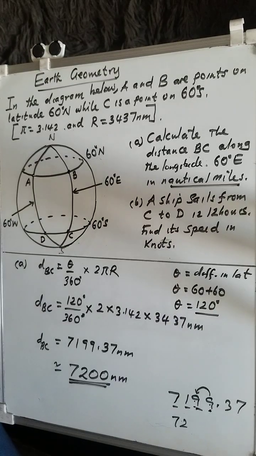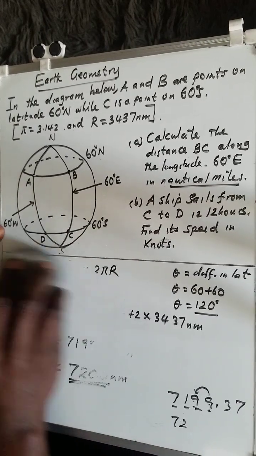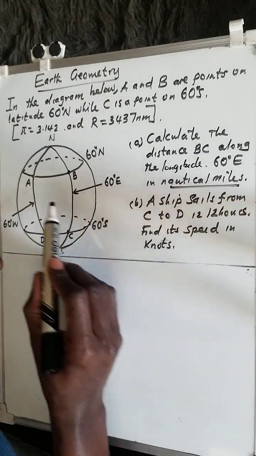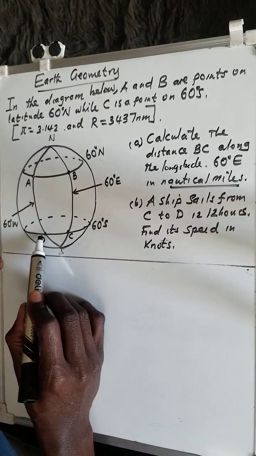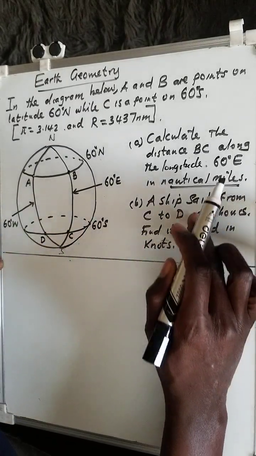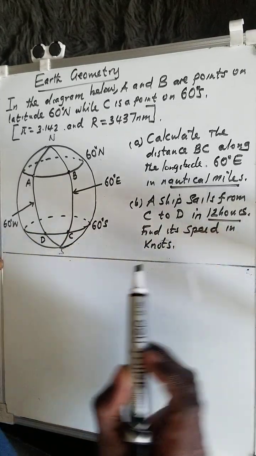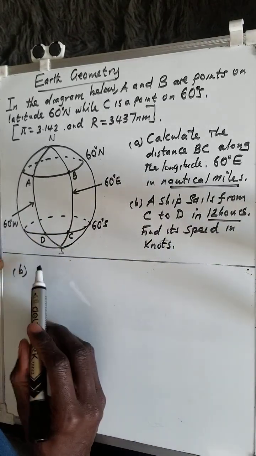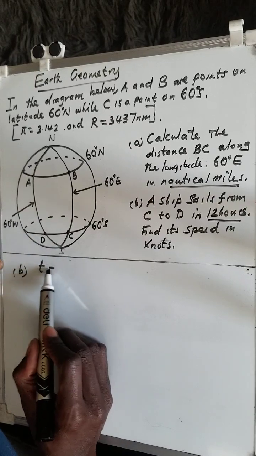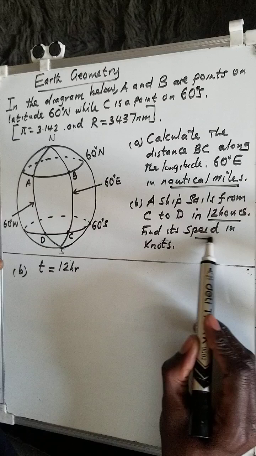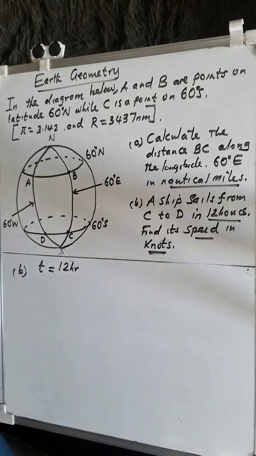I hope we are together. Then the B part question says, a ship sails from C to D in 12 hours. So they have told us it moves from C to D in what time? That is in 12 hours. Find its speed in knots. So they want us to find its speed in knots.